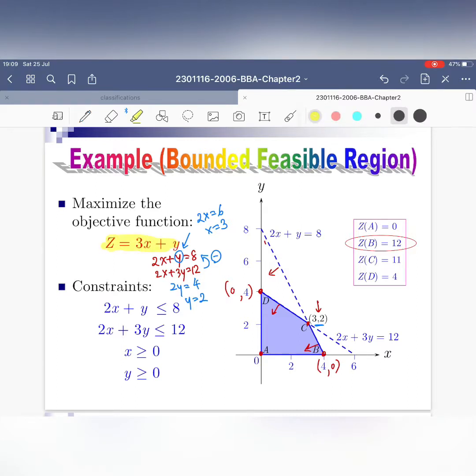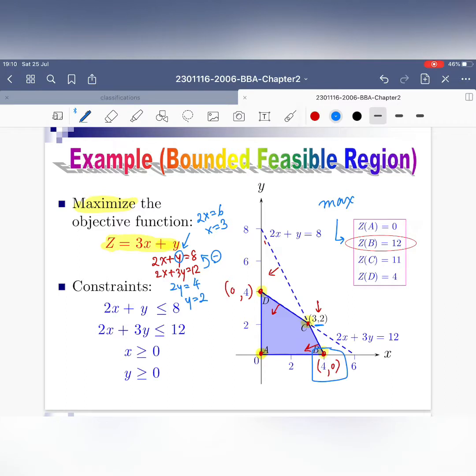Then you are going to plug into your objective function to see which corner point will give you the maximum. For example, if you plug in A, which is 0, 0, everything will be 0. If you plug in B, which is 4, 0, you get 12. If you plug in C, which is 3 and 2, you have 9 and 2, which is 11. And your D, which is 0 and 4, gives you 4. So the maximum is the one with the corner point B right here.